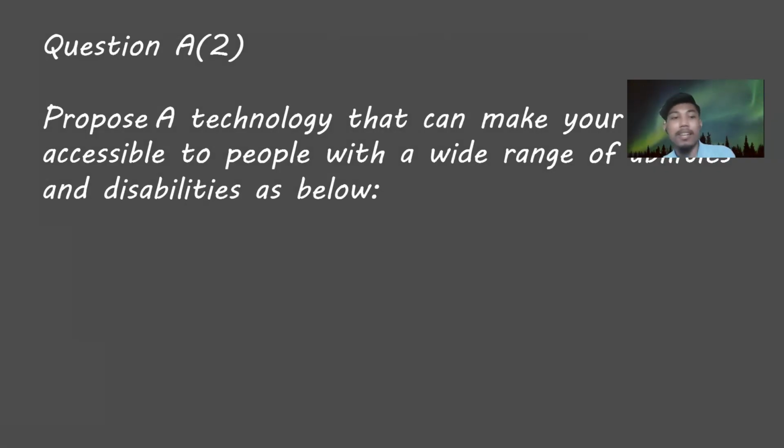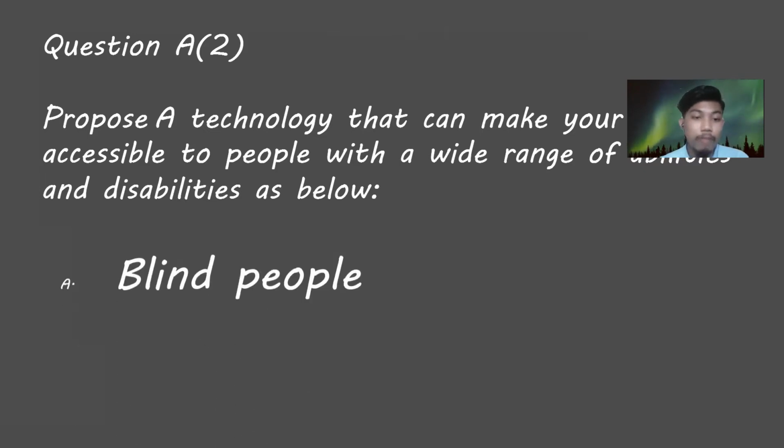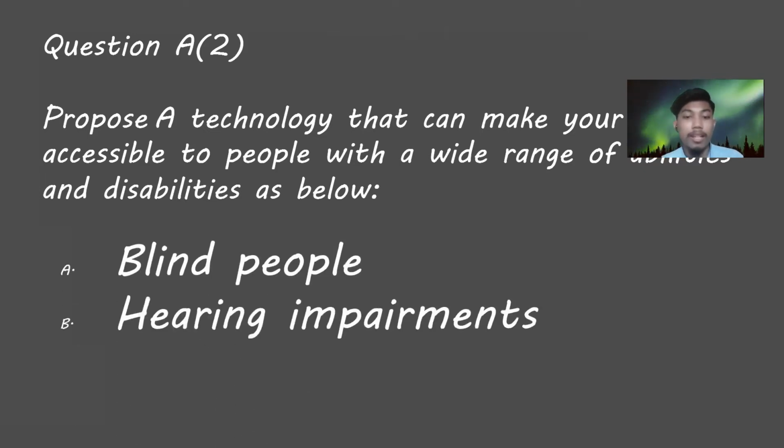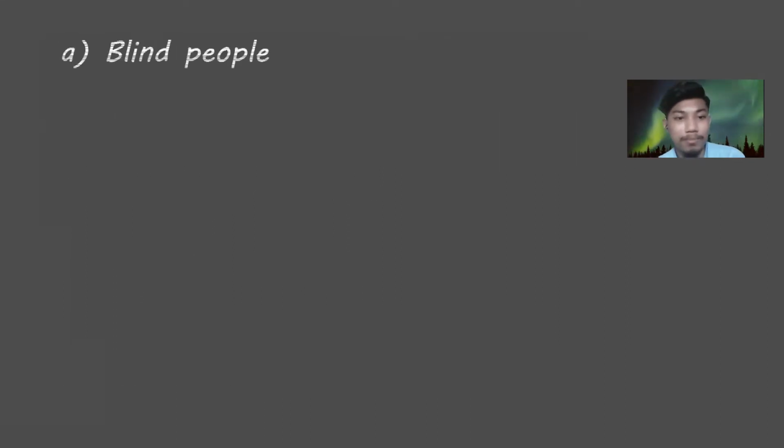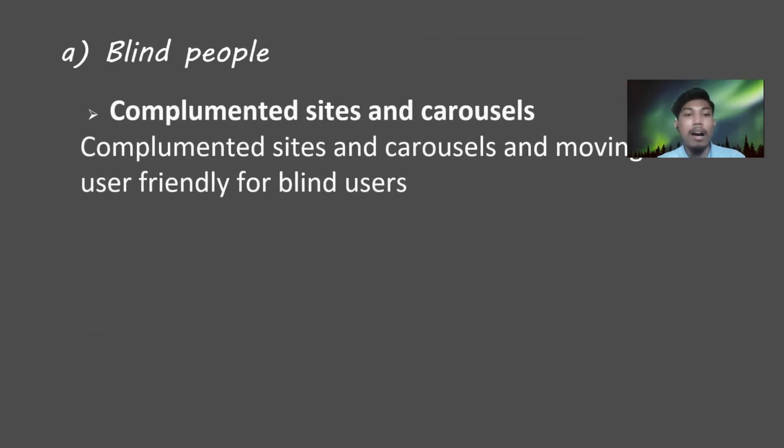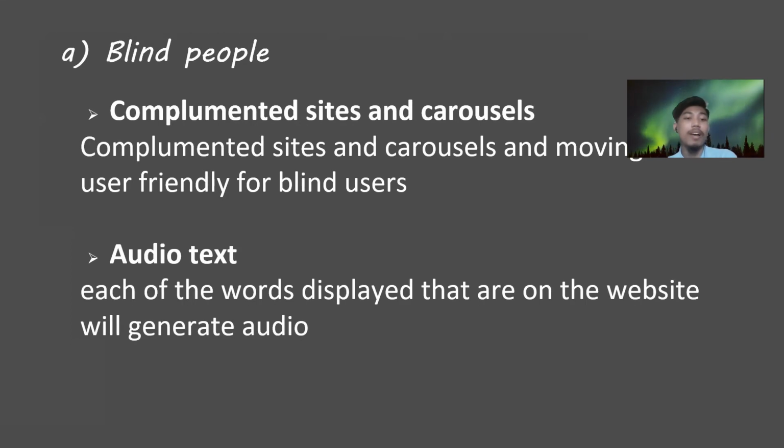Okay, next question, A2. Propose a technology that can make you accessible to people with a wide range of disabilities as below. The first one is blind people. The second one is hearing impairment. And the third one is mobility impairment. Okay, how can we make a website for blind people? The first technique is complemented sites and carousels. Complemented sites and carousels are moving and user-friendly for blind users. The second one is audio text. Each of the words displayed on the website will generate audio.